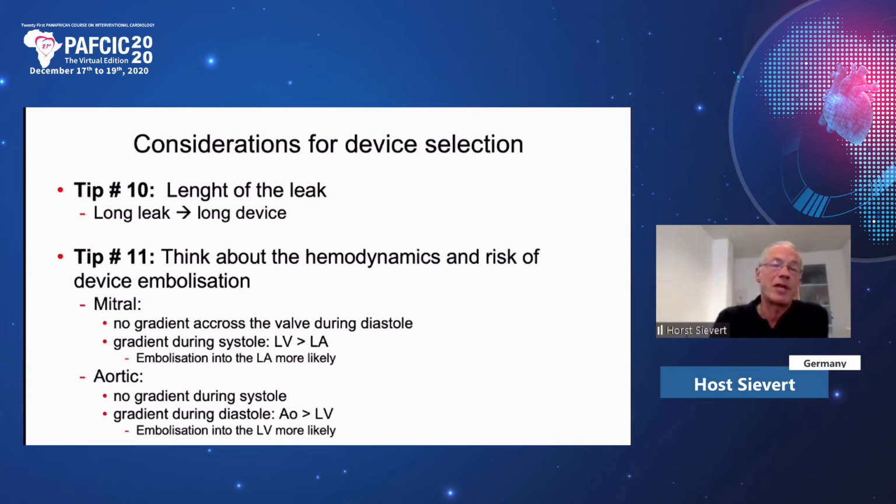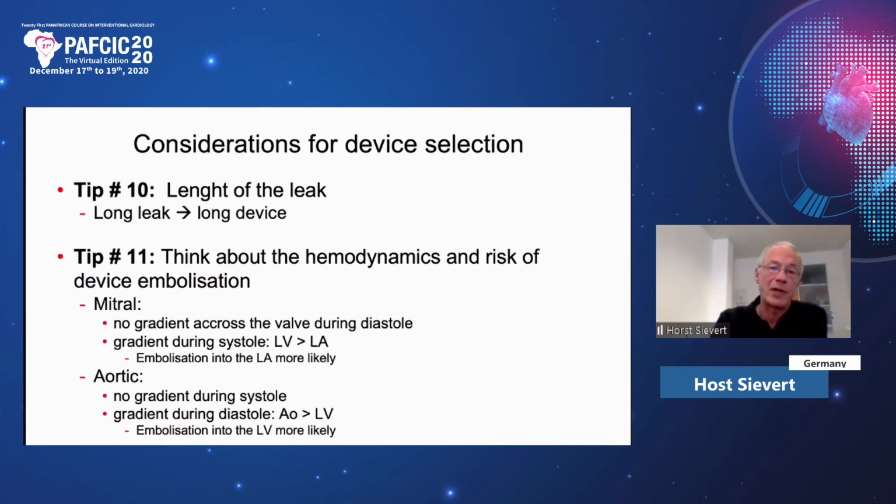If you have a very long leak, and sometimes these leaks are really like long tunnels, then you should prefer a long device, versus, obviously, in shorter leaks, you can use a shorter device. You should think about the hemodynamics and the risk of device embolization.